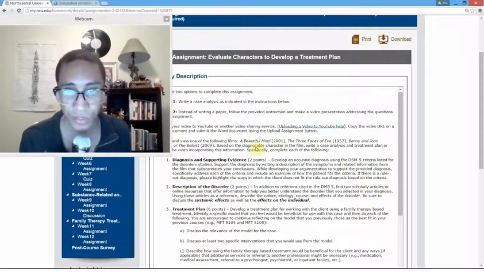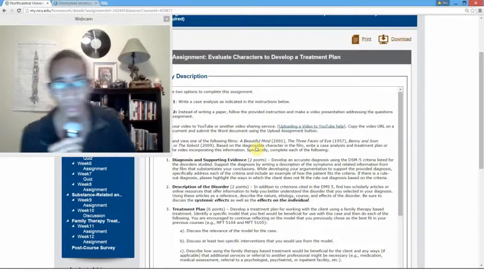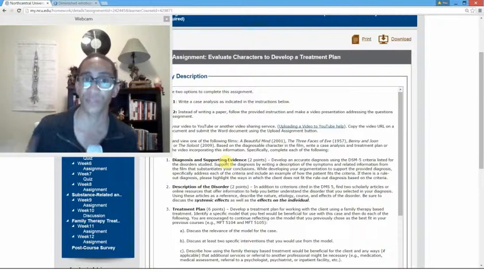Description of the disorder. In addition to criterion cited in DSM-5, find 2 scholarly articles or online resources or other information to help you better understand the disorder and select your diagnosis. Using these articles as a reference, describe the nature, etiology, course, and effects of the disorder. Be sure to discuss the systemic effects as well as the effects on the individual.